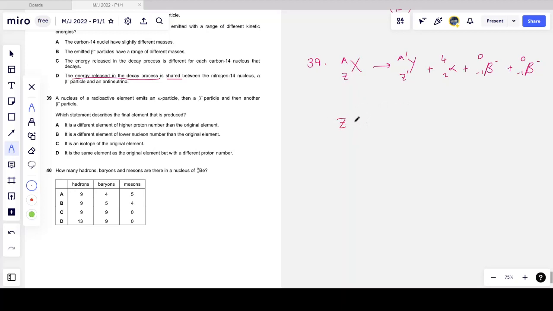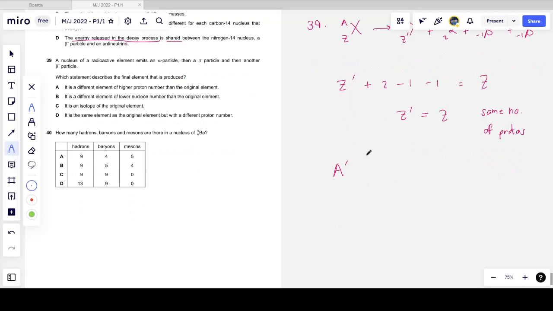And so what I need to figure out is what my Z prime is going to be and my A prime is going to be. Now I can see Z prime plus 2 minus 1 minus 1. I'm basically considering all the numbers at the bottom on the right-hand side must equal the number on the left-hand side. That's equal to Z. But 2 minus 1 minus 1 is 0. So I should have that the proton numbers remain the same. The proton number is conserved. Same proton number. So I should have the same number of protons, which makes sense.